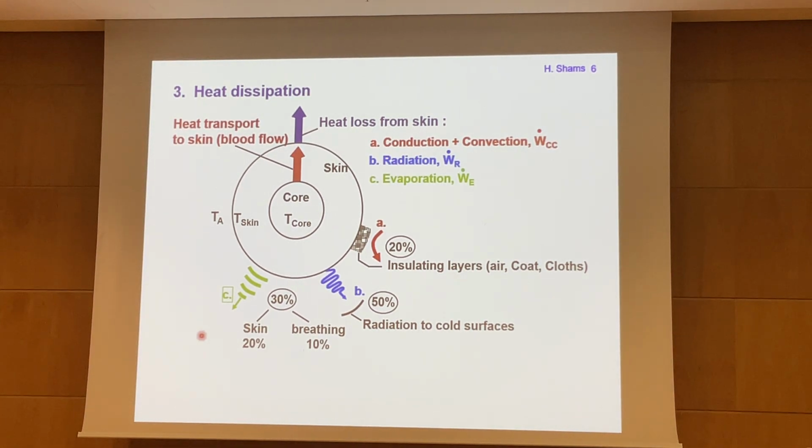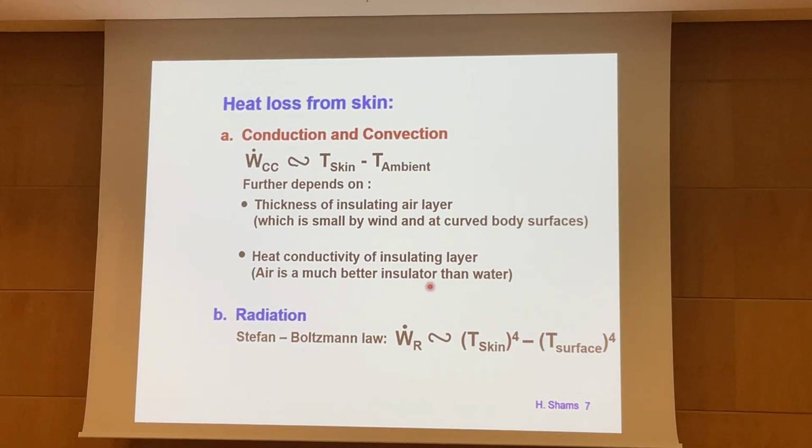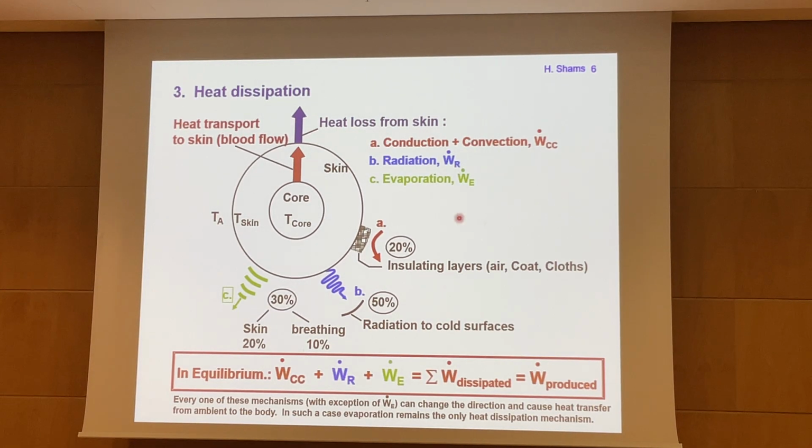And now you see here the conduction and convection depends on insulating layers. Insulating layers means what we wear to insulate our skin, our body surface. And also by the insulating air layer. You see here the heat loss from skin by conduction and convection. One other thing that I want to tell you here, which is very important.